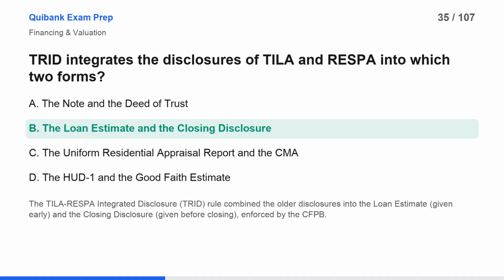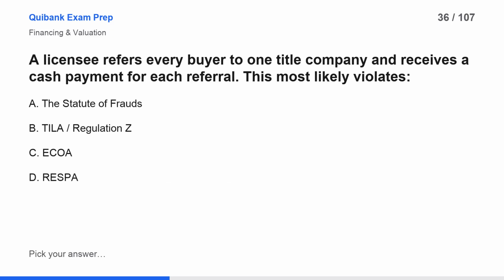The answer is B. The loan estimate and the closing disclosure. The TILA-RESPA Integrated Disclosure TRID rule combined the older disclosures into the loan estimate given early and the closing disclosure given before closing, enforced by the CFPB. Question 36. A licensee refers every buyer to one title company and receives a cash payment for each referral. This most likely violates A. The Statute of Frauds. B. TILA/Regulation Z. C. ECOA. D. RESPA.